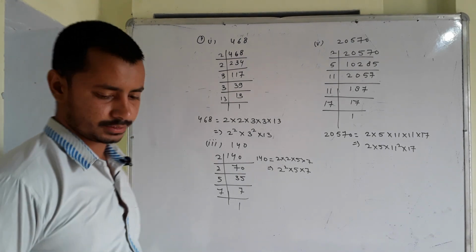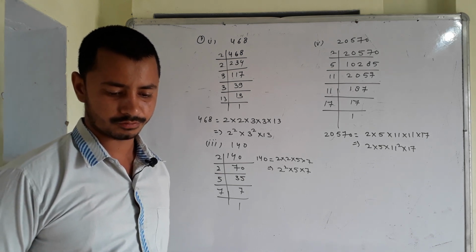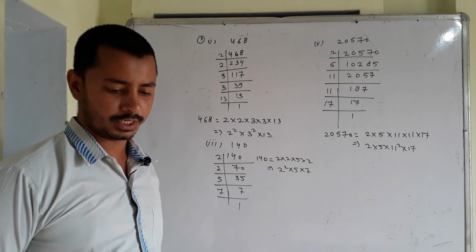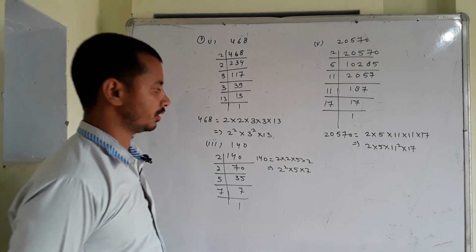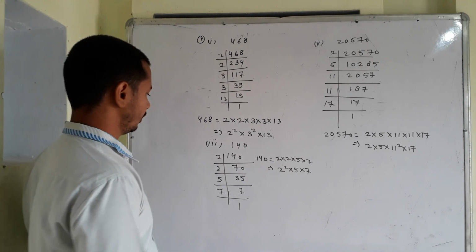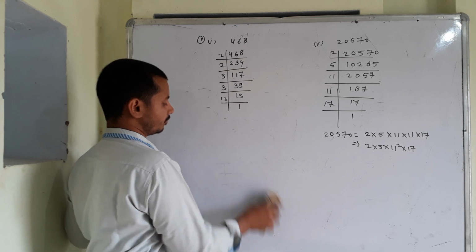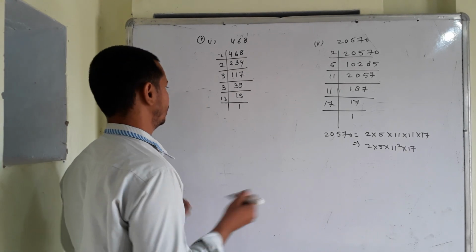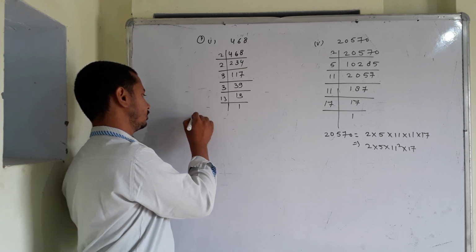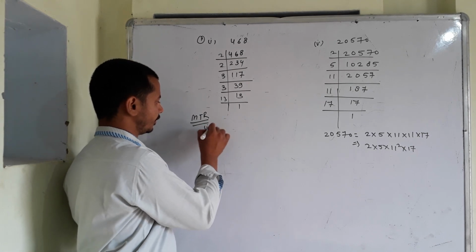Our second question is: find the HCF and LCM of the following pairs of integers and verify that HCF multiply LCM equals the product of the integers. Okay, then we have some important facts as follows. Write in MTR.